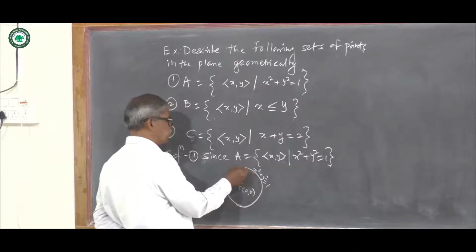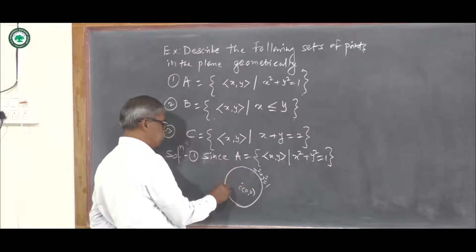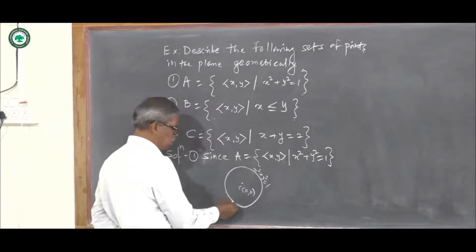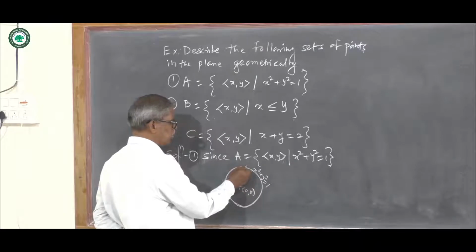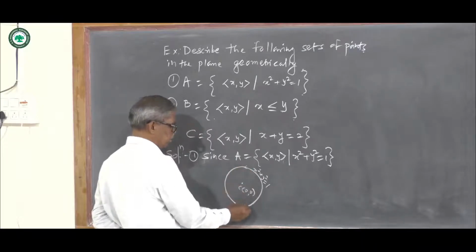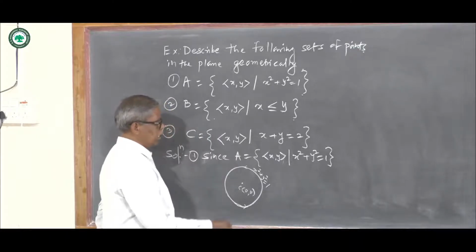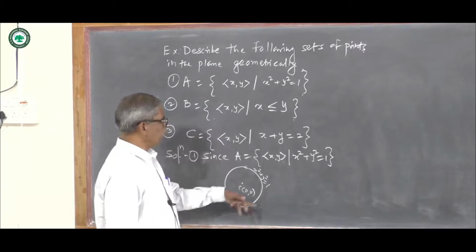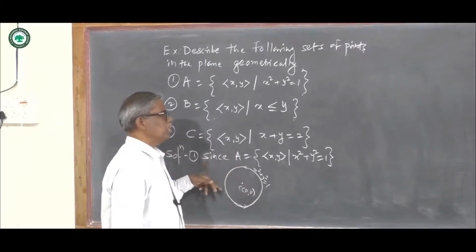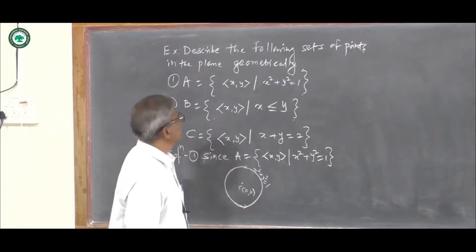All points which lie on the circle x square plus y square is equal to 1 form the set A, the set of all points which lie on this circle.